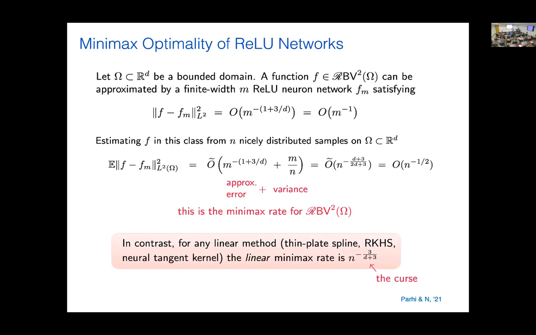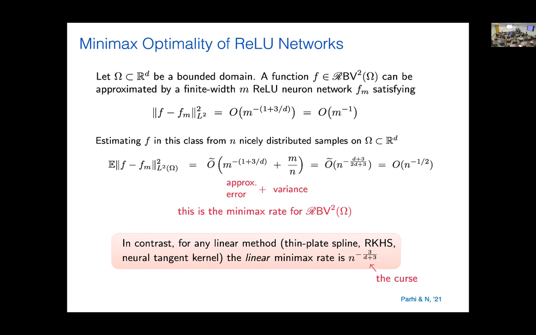If you use linear methods on the same class of functions, Radon BV2, you're always going to get at best a rate like n to the minus 3 over d plus 3. So as d gets large, this is really, really slow because we cannot adapt to this kind of directional variation. So this is the curse of dimensionality.